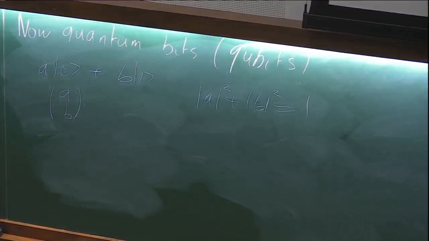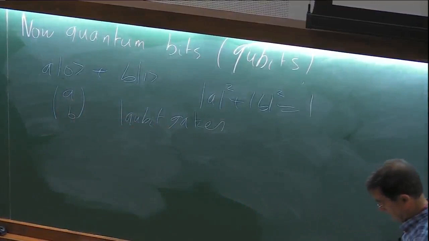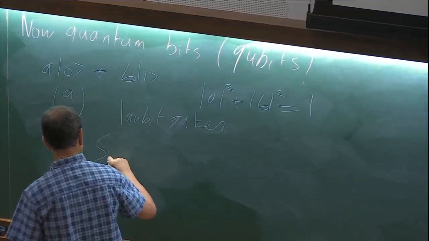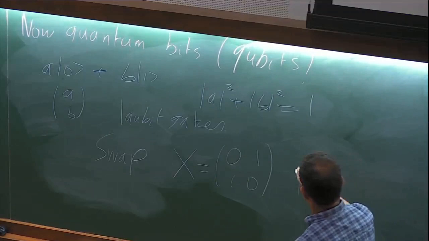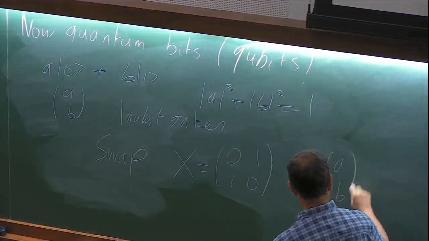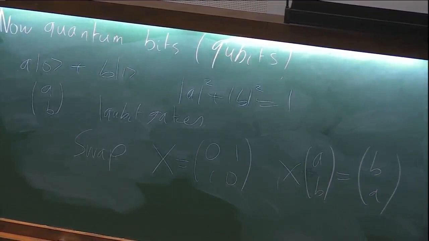So, what are the 1-qubit gates? Well, we have the swap as before, X, with matrix 0, 1, 1, 0. X acting on a vector (A, B) just inverts the coefficients. But we have more now, quantum mechanically, because we have a much bigger set of vectors that are allowed, that's why.